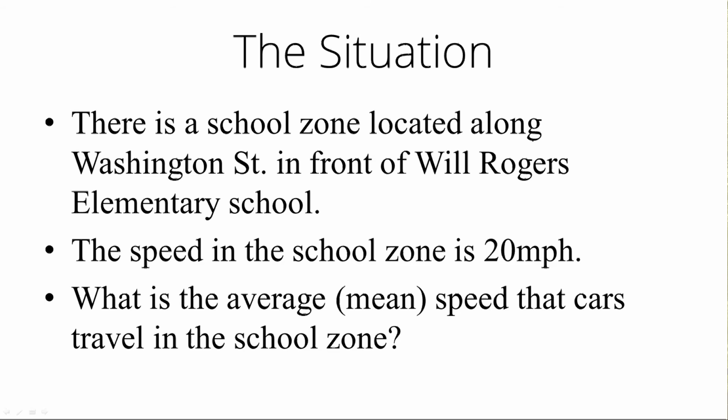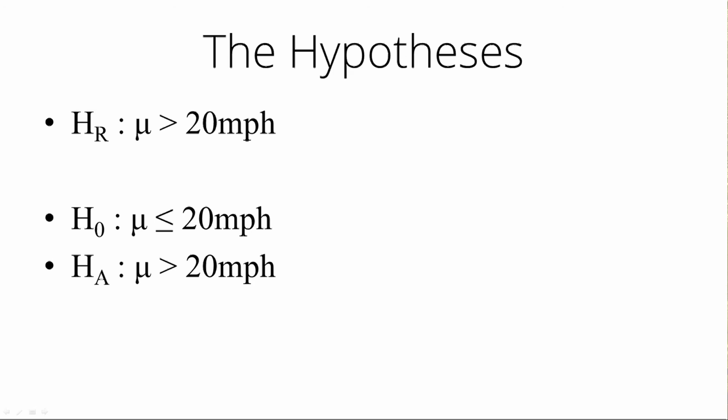So here's the situation. There's a school zone located along Washington Street in front of Will Rogers Elementary School. The speed in the school zone is 20 miles per hour. Here's the question. What is the average, and by average we mean mean, speed that the cars travel in the school zone? Now from experience, my research hypothesis is that the average speed, mu, is going to be greater than 20 miles per hour. That's what the scientist cares about, the research hypothesis.